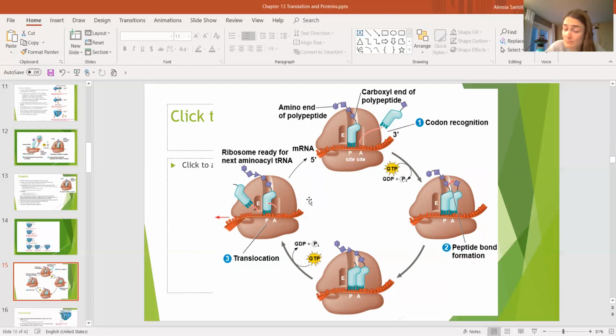The tRNAs both get nudged one space over, right? So the one that was in the A site goes in the P site, the one that was in the P site goes in the E site. And then once it's in the E site, it gets booted out.